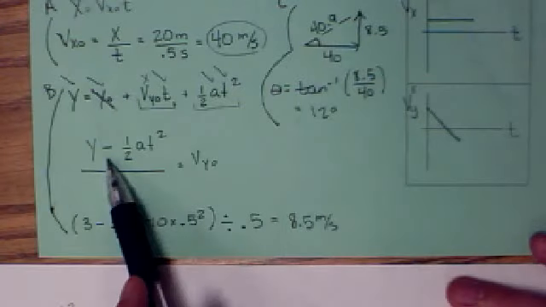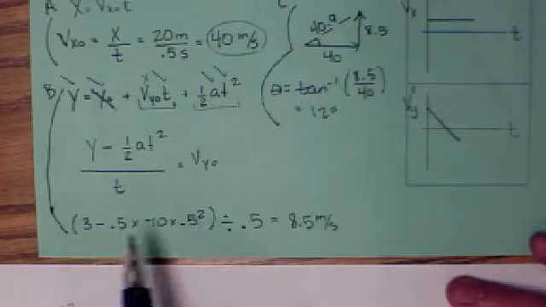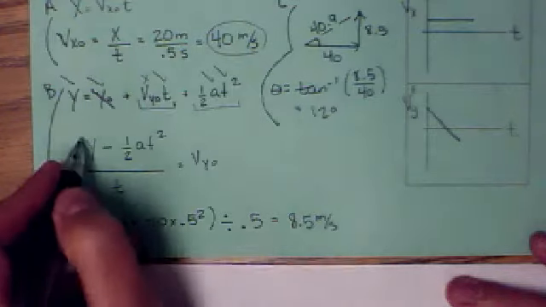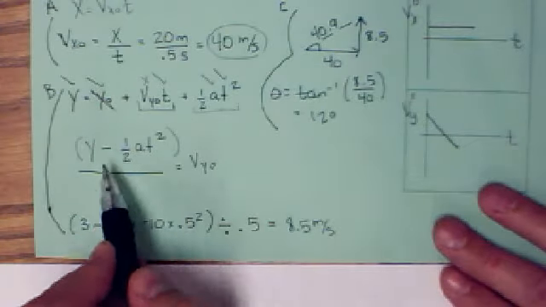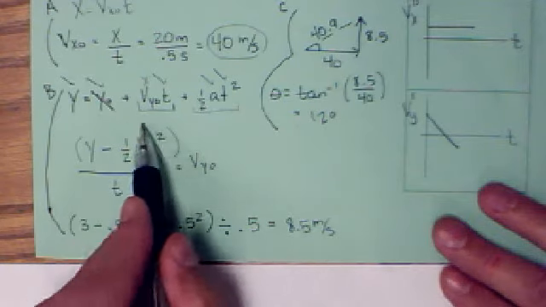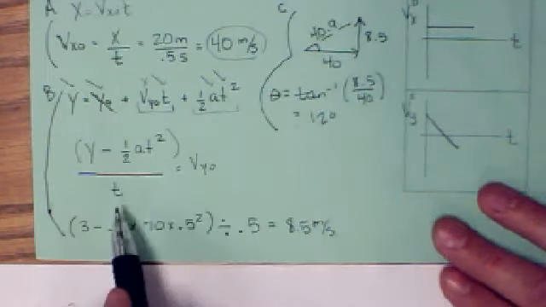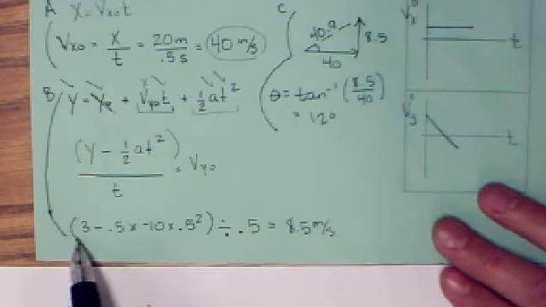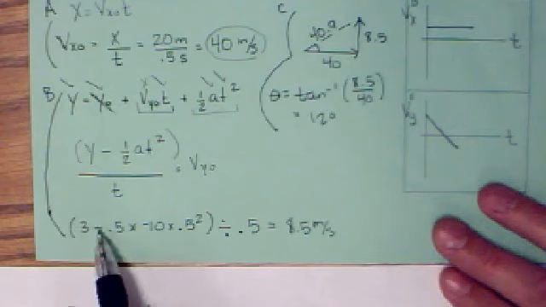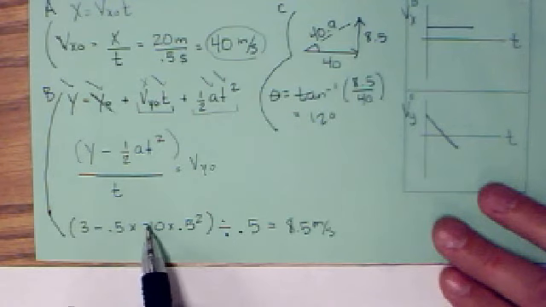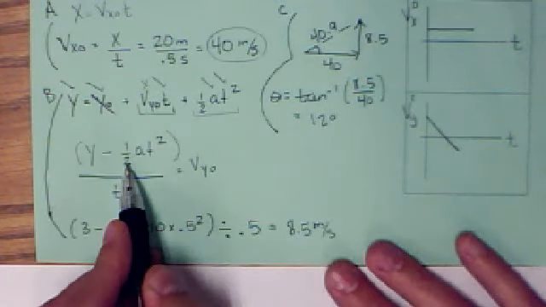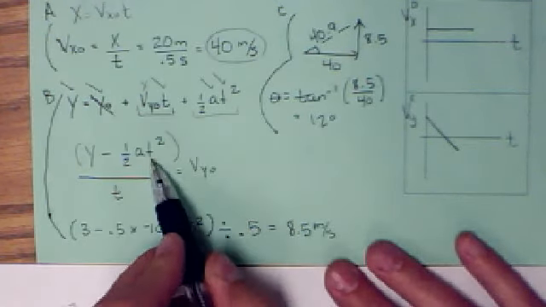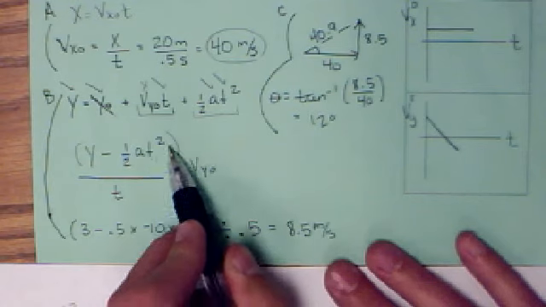It's written right here. In my calculator, I'll plug in parentheses around the top portion because there's a subtraction sign. So I want to make sure to divide the answer to this by t. So parentheses open, 3 minus 0.5 times negative 10 times 0.5 squared. This 0.5 refers to the 1/2. This 0.5 refers to the time, and we're squaring it.